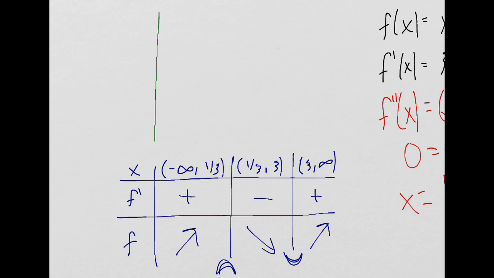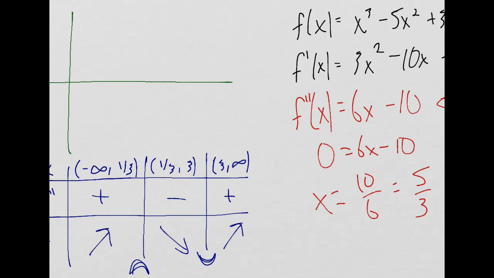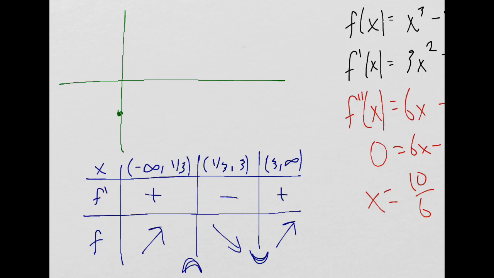I'll do this in green. First off, I'm going to do the best I can here. I know that the y-intercept, when I plug in x equal to 0, is 6. So I'm going to put a dot down here. Then I know that at that spot it's increasing. So it's increasing, but it only increases until x equals 1/3. So I'm going to draw something that's increasing and then hits a maximum like that. I'm going to come down here and label this as 1/3.